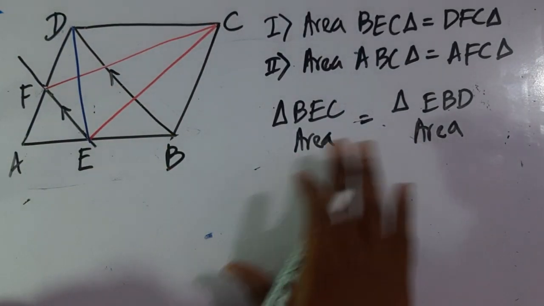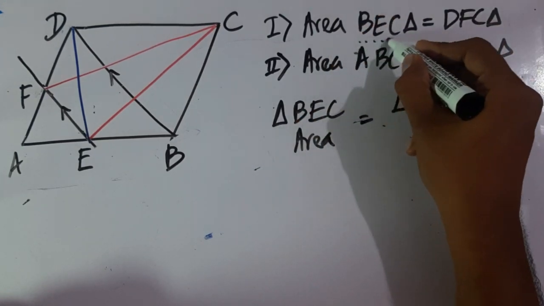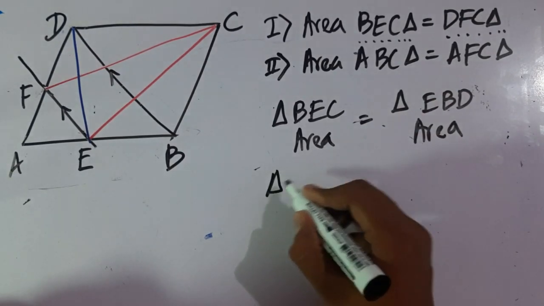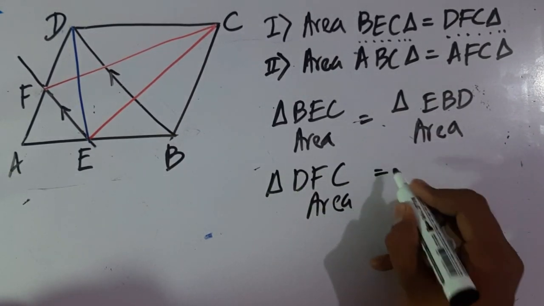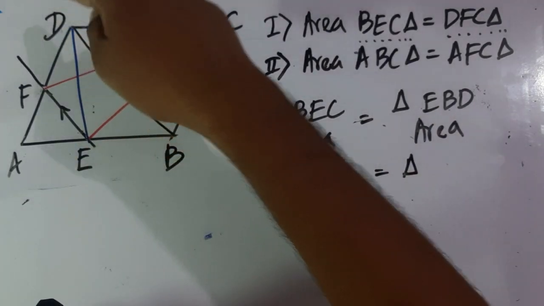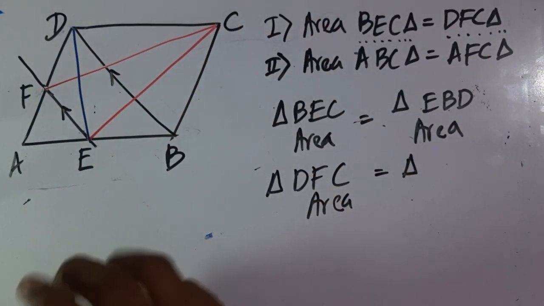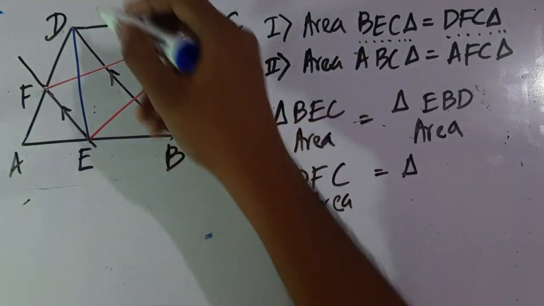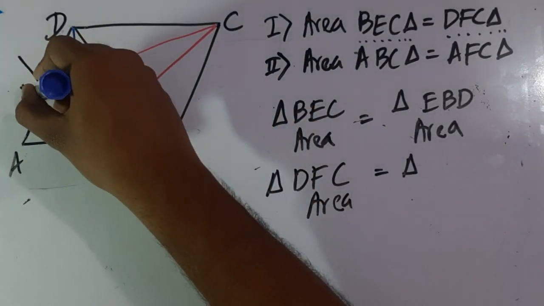Okay, fine. I have made a connection with triangle BEC. Now I am going to try to make a connection with triangle DFC. So for triangle DFC, I will also have to do a construction. I'm going to create another triangle which has the same base DF and which is also between the same pair of parallel lines. So if I look at it, I can construct a triangle like this.